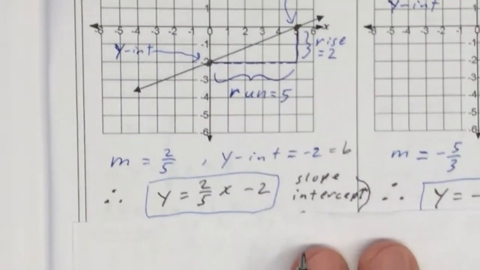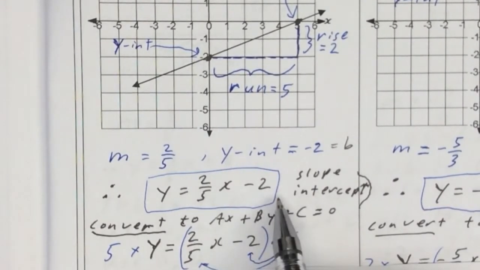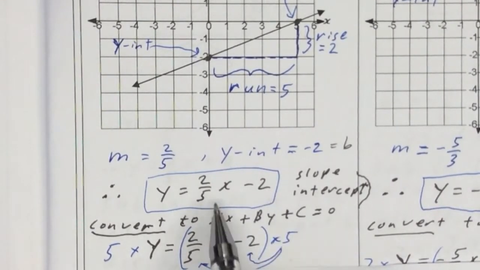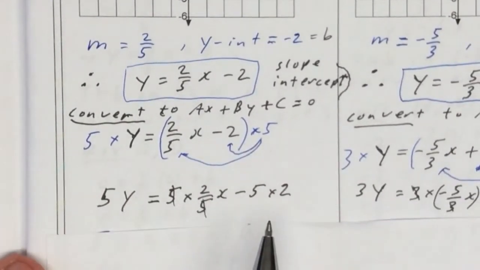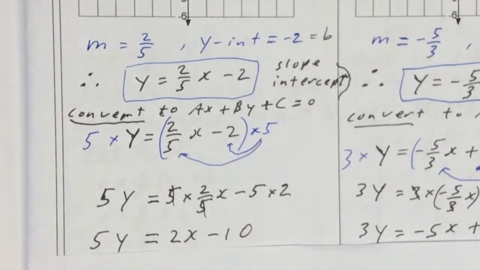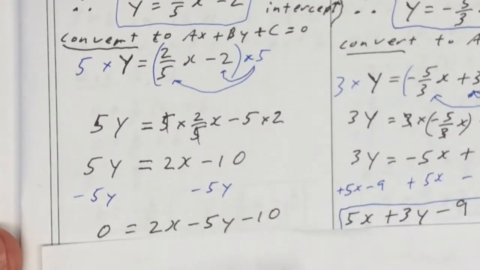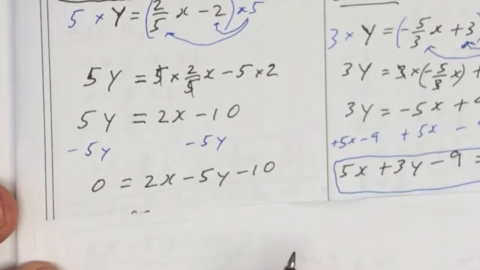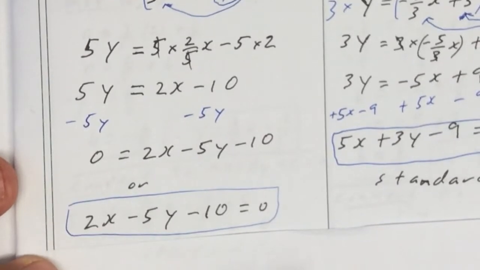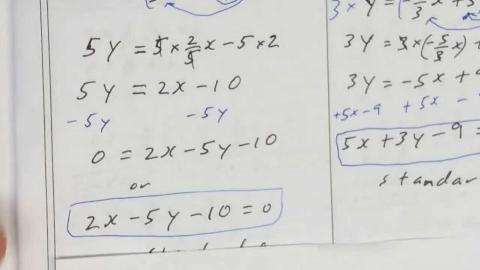Now putting it in the other form, you're going to multiply both sides by 5 to get rid of the fraction, and then rearrange using algebra, and you get 2x minus 5y minus 10 equals 0.